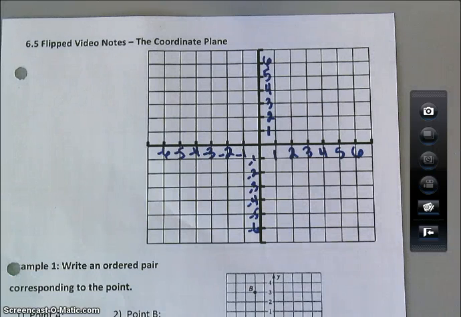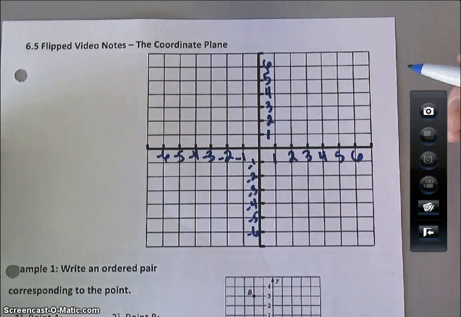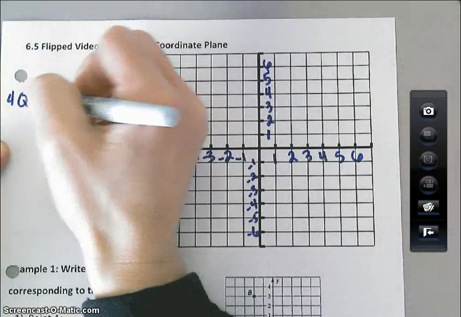Okay, so here are our 4 regions. Now I need to label these regions. And these regions are called quadrants. Okay, so I have 4 quadrants.